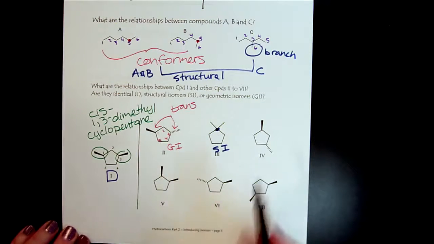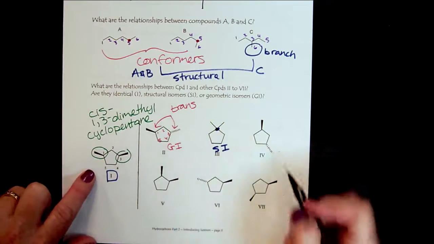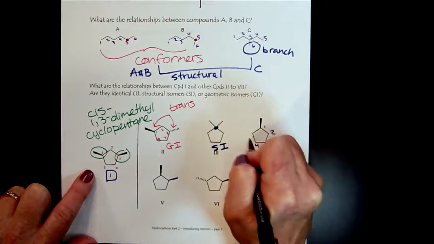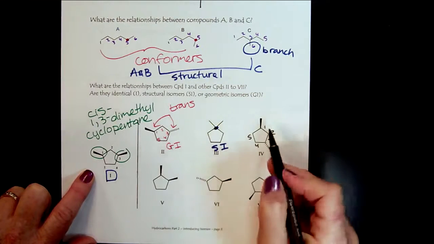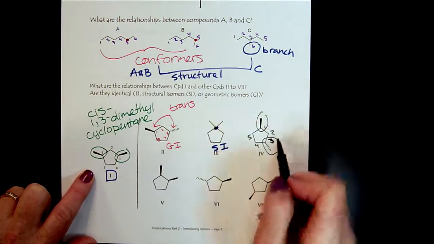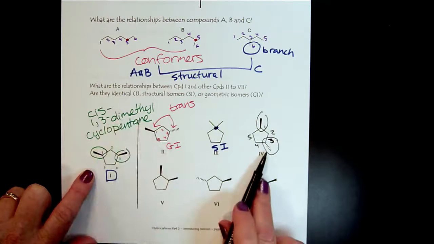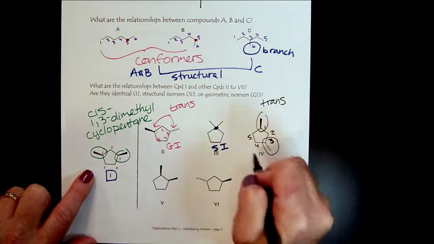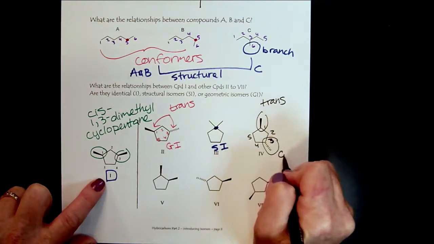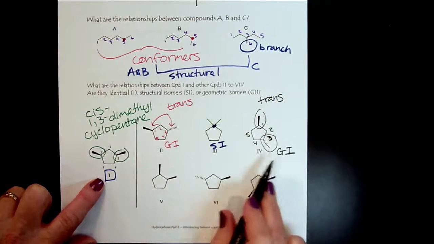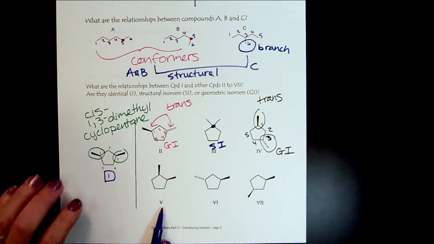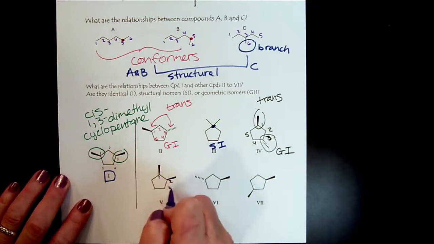Let's look at compound 4. Now this one, right, it's rotated, but that's where we use our brain yoga. And we see that it's still 1,3 dimethyl, except it's trans. So this would be a geometric isomer compared to compound 1. Alrighty, let's keep going here. Compound 5, we go 1, 2, 3, 4, 5.